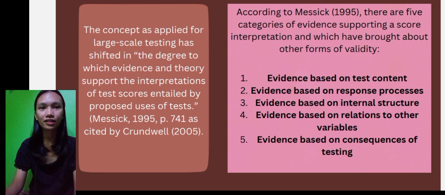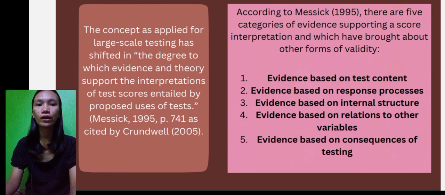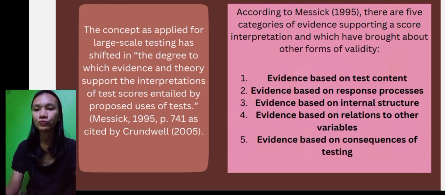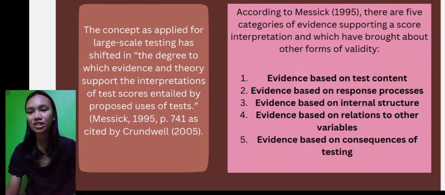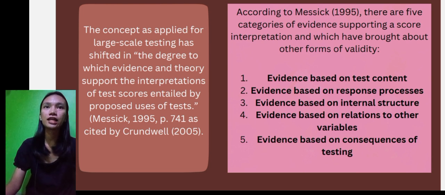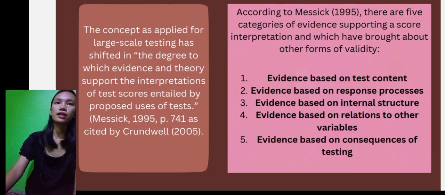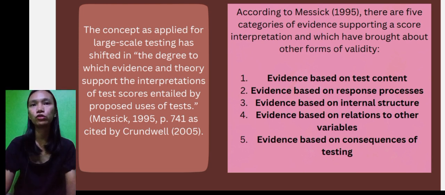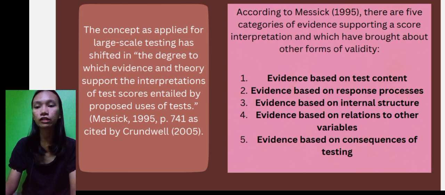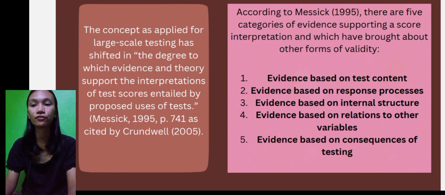The processes involved in responding to the test items reflect the intended construct. For example, when a test measures problem-solving ability, the test takers should be engaging in problem solving, not just memorization. So the third one is the evidence based on internal structure. It involves analyzing the relationships among test items and how they fit together to measure the intended construct. It helps assess whether the test has a coherent internal structure that supports its validity.